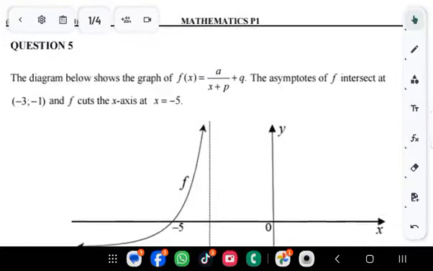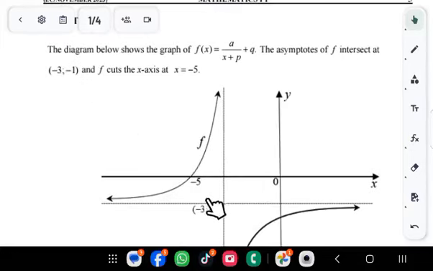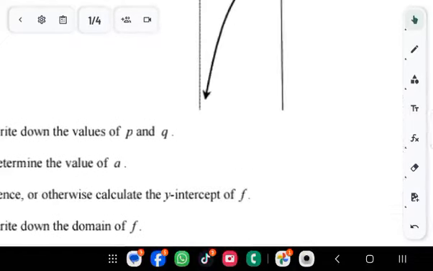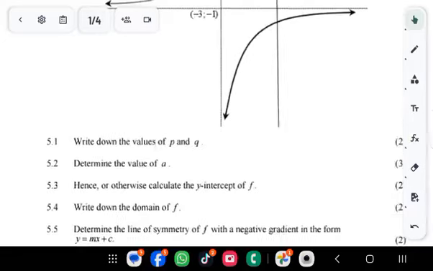Now question 5 goes: the diagram below shows the graph of f of x equals a over x plus p, plus q, which is the standard format of the hyperbola. The asymptotes of f intersect at the point (-3; -1), and f cuts the x-axis at x equals -5. Question 5.1: write down the values of p and q.